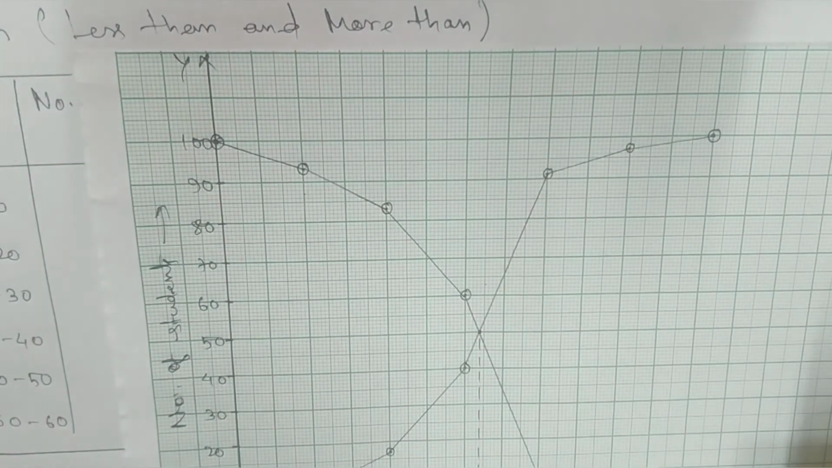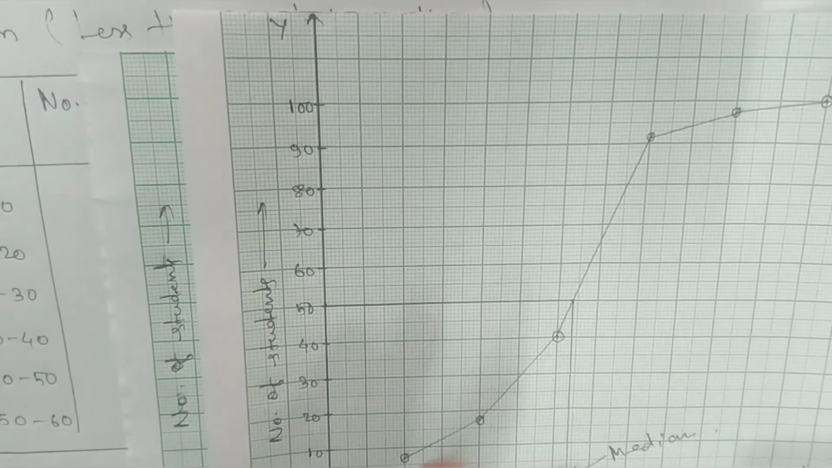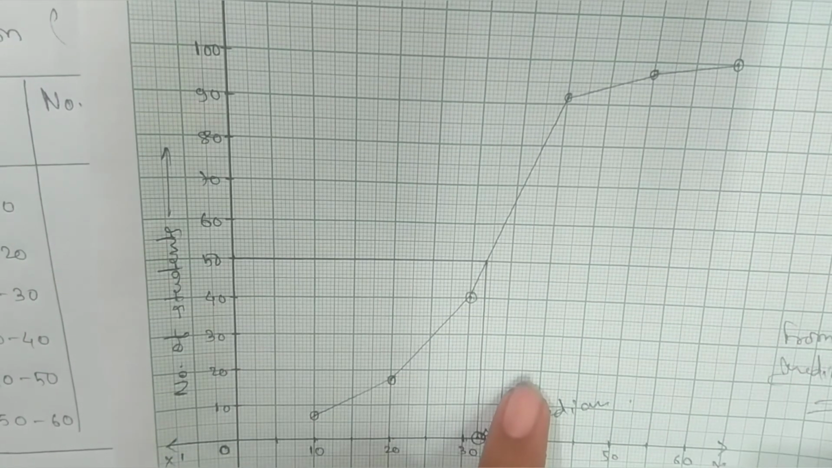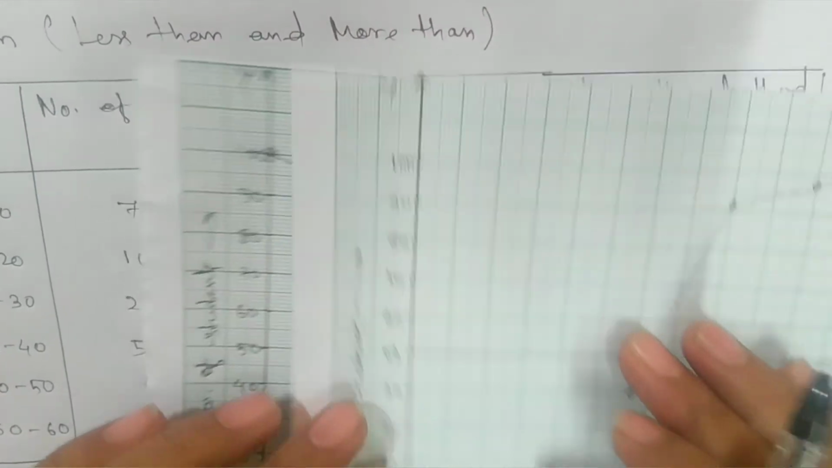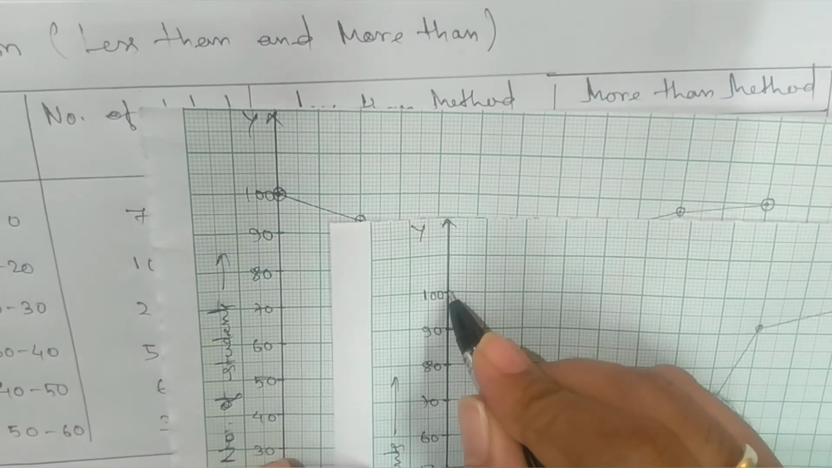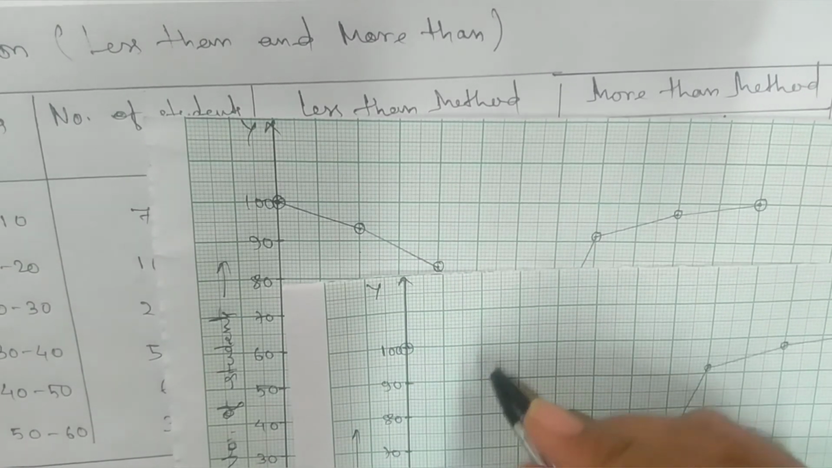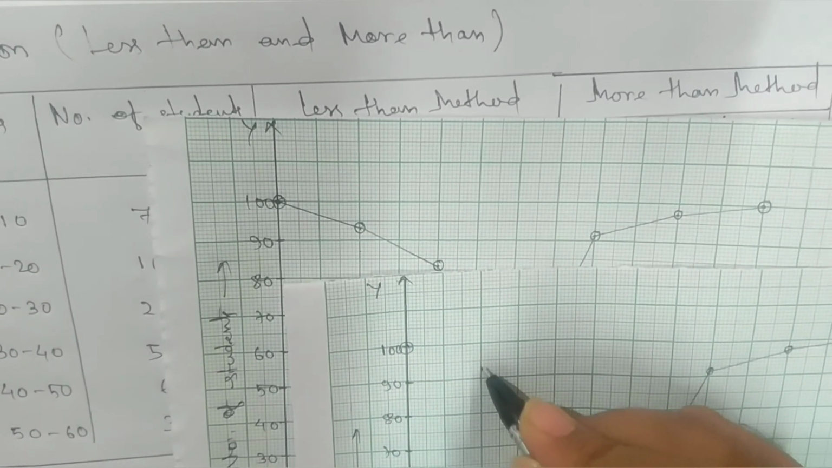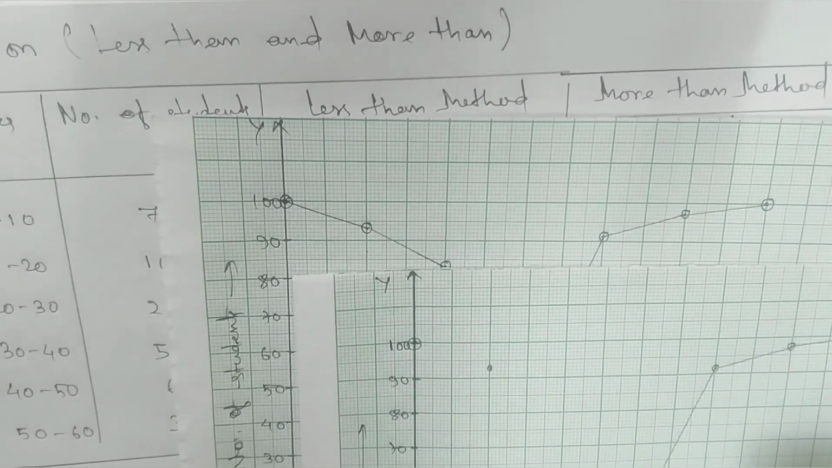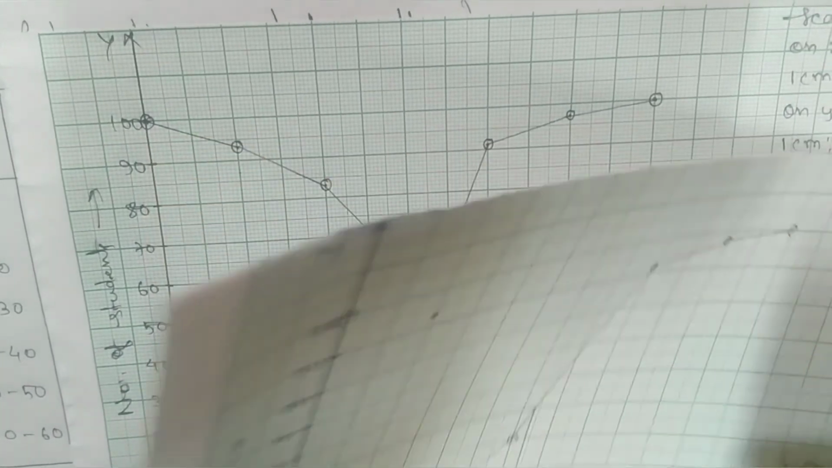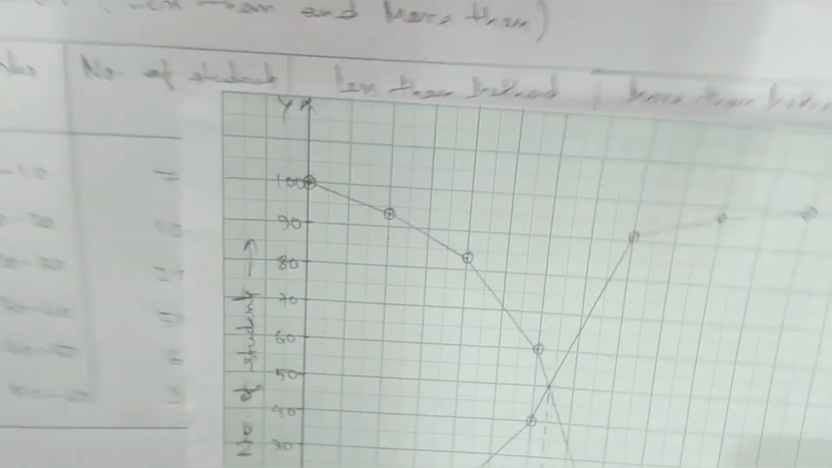First, we'll draw the less than type like this. After that, on that only we'll go for more than, like 0 to 100, and then 10 to 93, like this. On that one you need to plot, and then you join, and we'll get this.